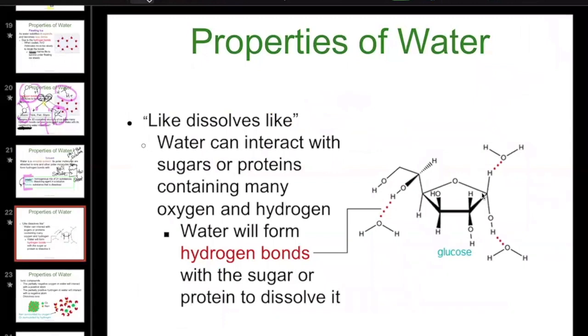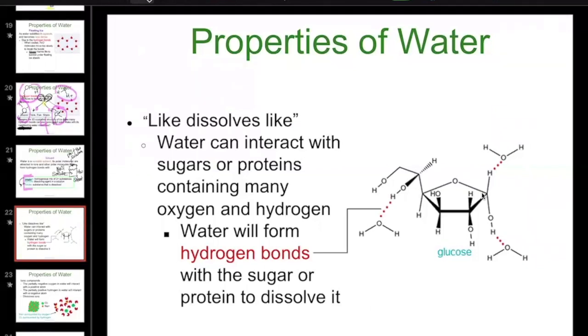So like tends to dissolve like. Water can interact with sugars or proteins, and that's because they have lots and lots of oxygens and hydrogens. Okay, and because there's lots of oxygen and hydrogens, water will form hydrogen bonds with a sugar or protein to pull it apart and dissolve it.